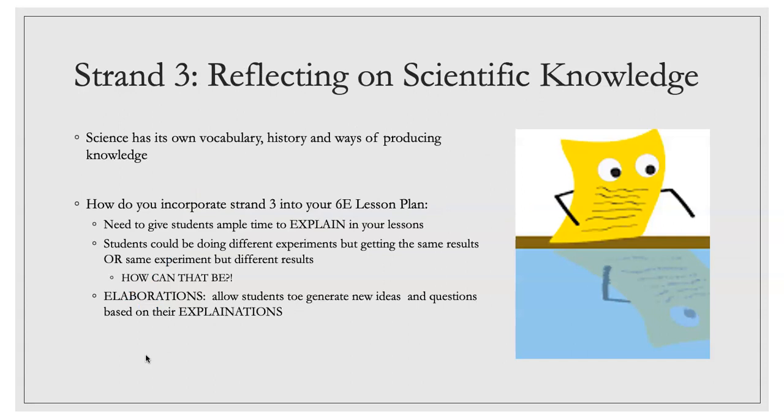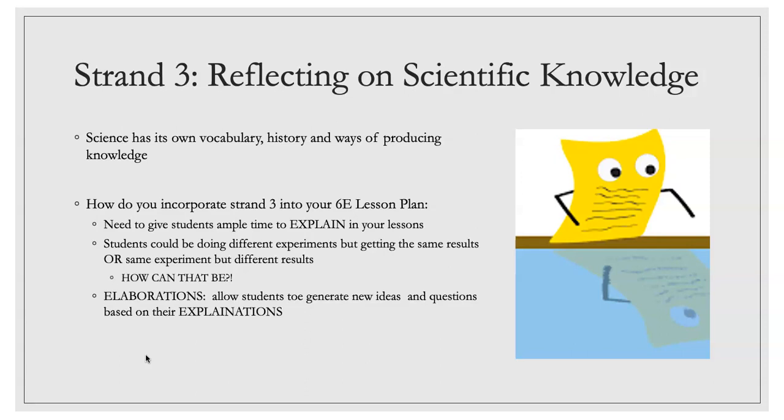Strand 3 is reflecting on scientific knowledge. Science has its own vocabulary, history, and ways of producing knowledge. So how do you incorporate Strand 3 into the 6E lesson plan? Well, first, you need to give students ample time to explain in your lessons. Students could be doing different experiments but getting the same results, or maybe they're doing the same experiment but getting different results. How can that be?